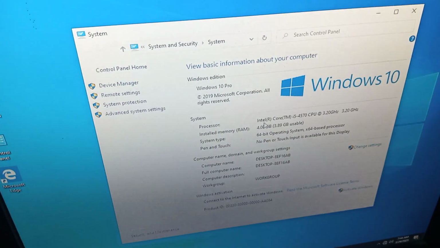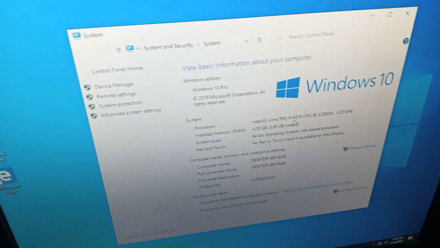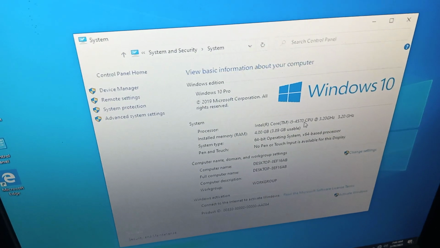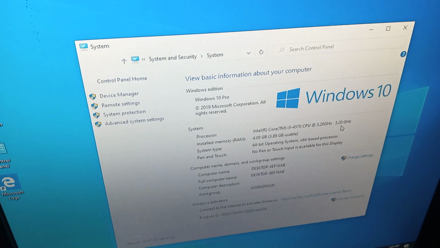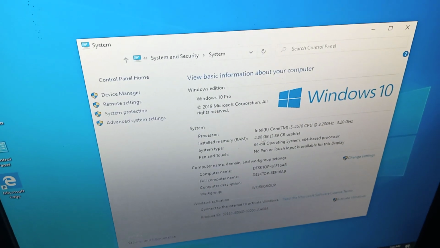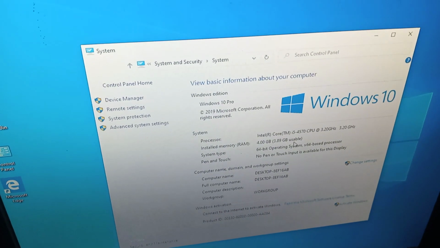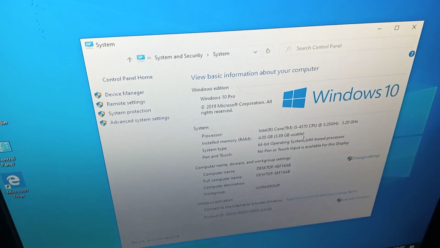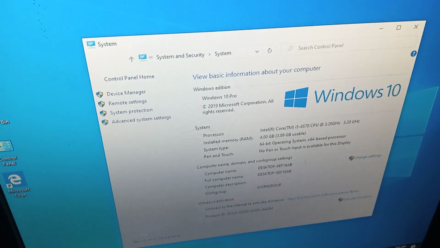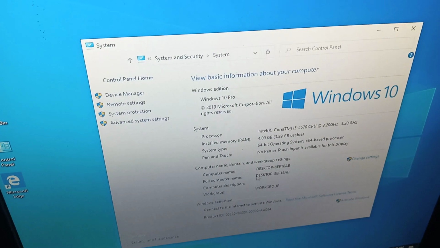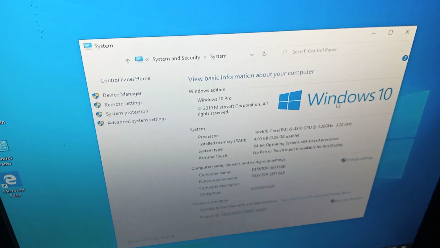Processor Intel Core i5 fourth generation 4570 CPU 3.20 GHz, and 3.2 GHz processor. Installed memory 4 GB, 3.89 GB usable. 64-bit operating system and no pen. The name of this workgroup and PC names.